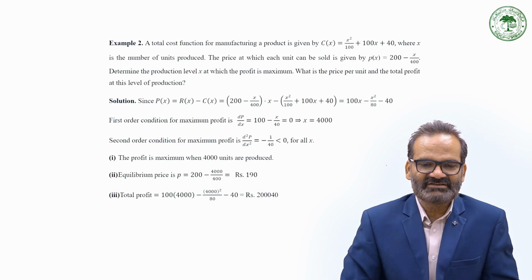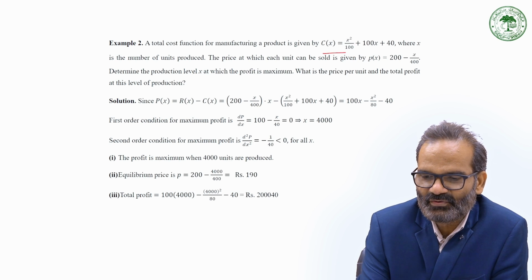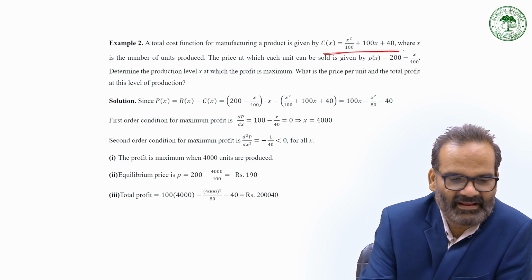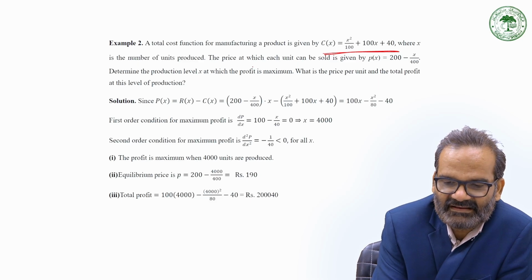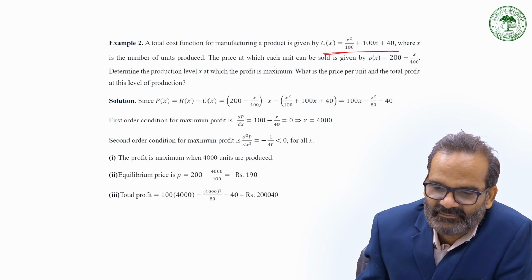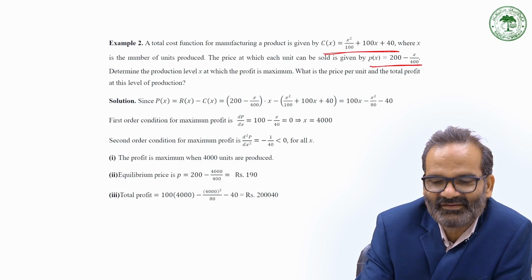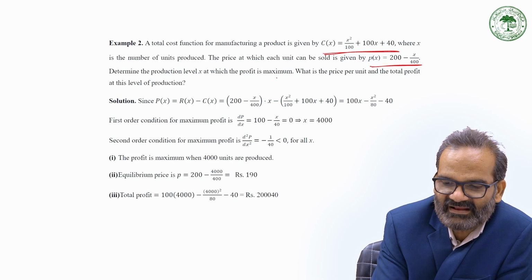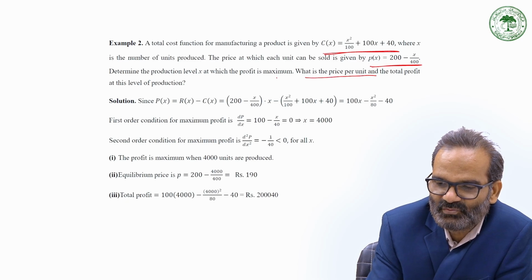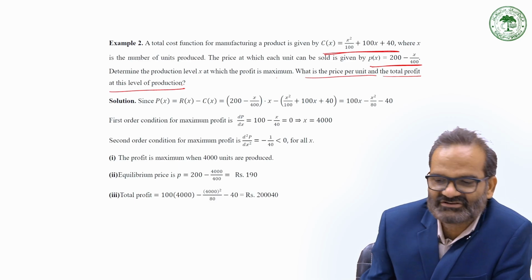Let us take another example. Say the total cost function for manufacturing a product is given by this. See, this is also a total cost function given here, where x is the number of units produced. The price at which each unit can be sold is given by this. So this is the price. Be careful. Determine the production level x at which the profit is maximum. What is the price per unit and the total profit at this level of production, right?